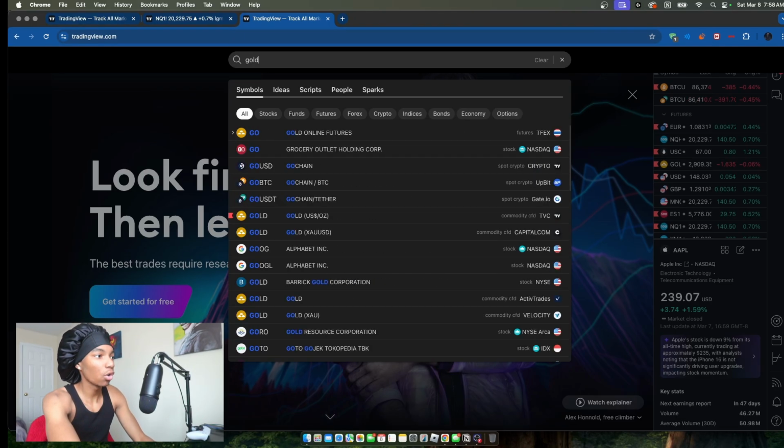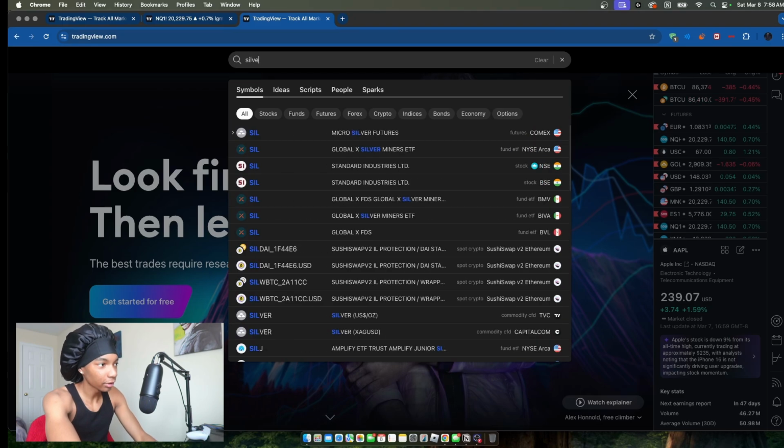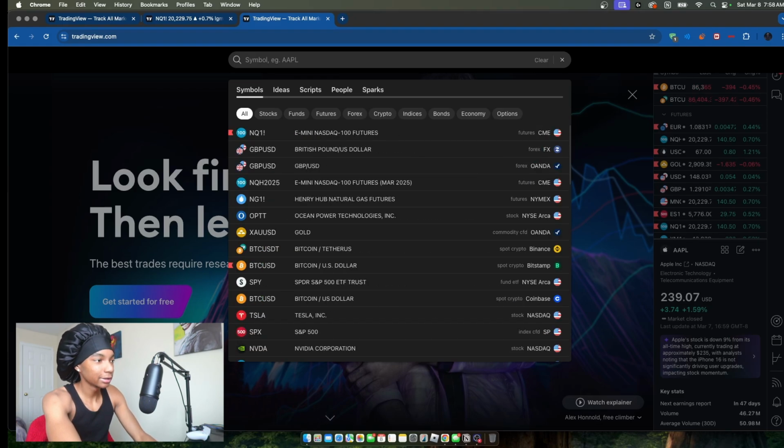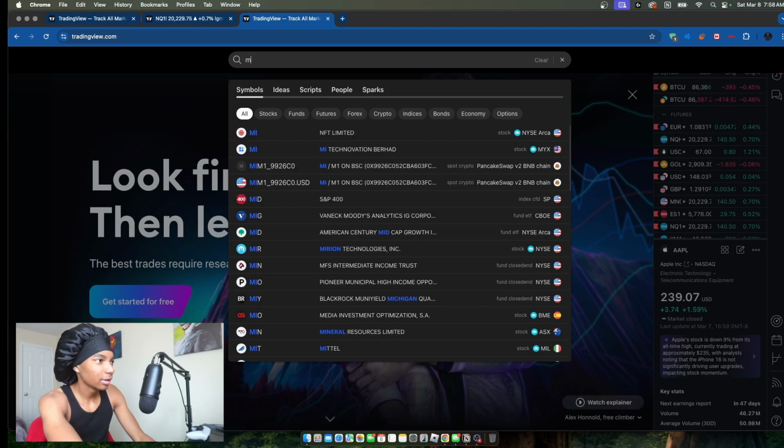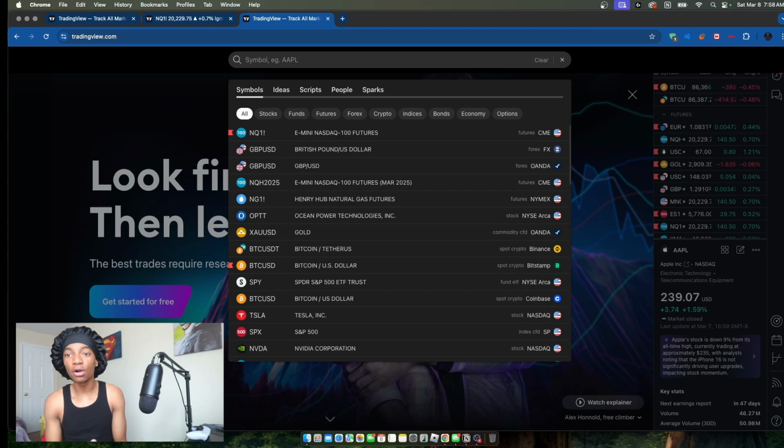You can trade gold. You can trade silver. You can trade, what's another thing that we use? Milk. Oh, that's milk. You can trade anything on here with a price limit. But I trade the index, which is Nasdaq, and sometimes I might trade ES, but I rarely trade ES. And that is what we're going to be looking at today.